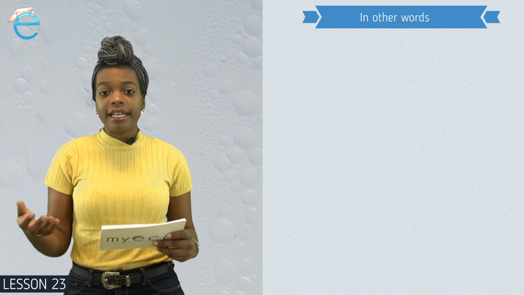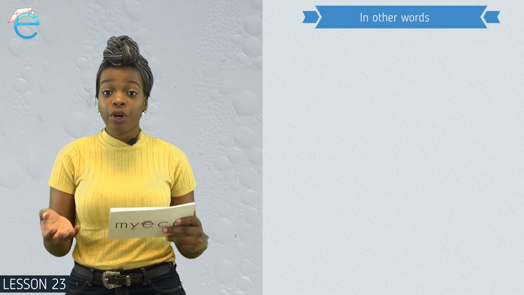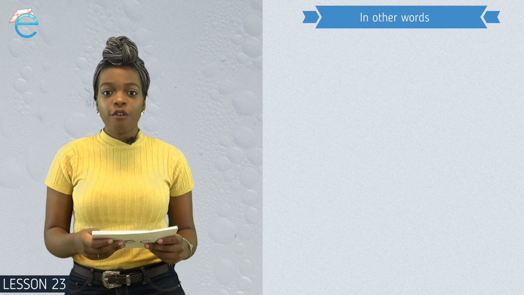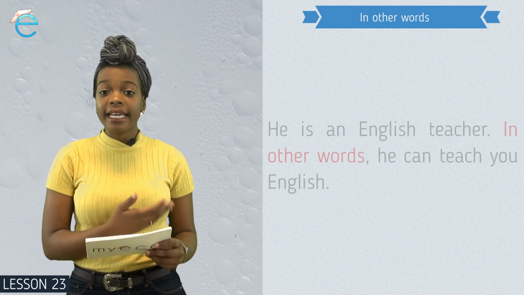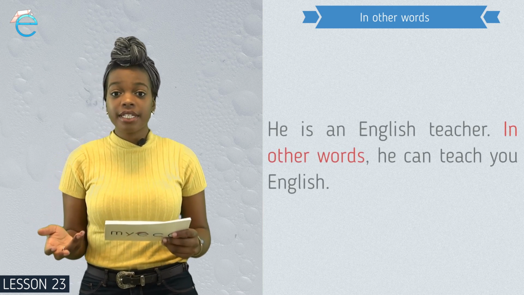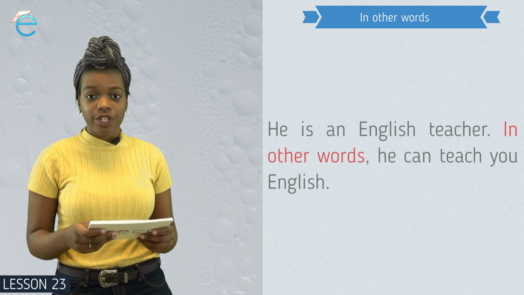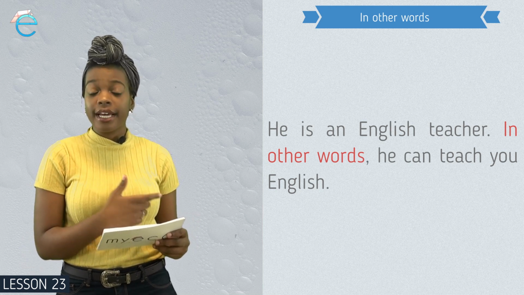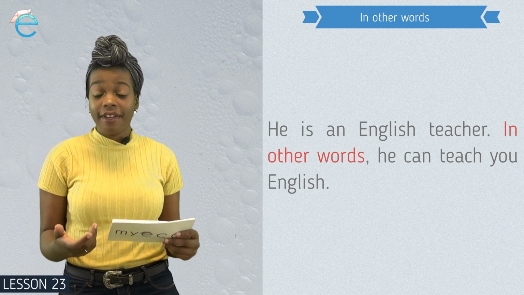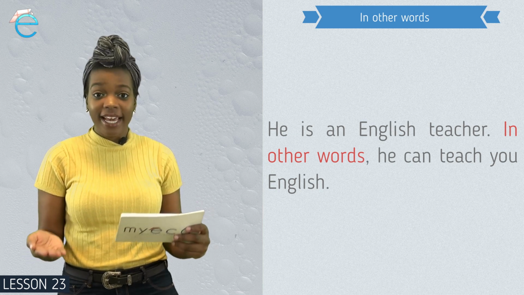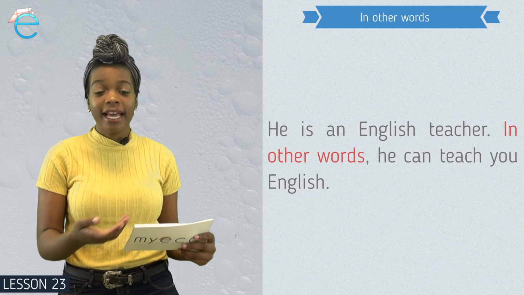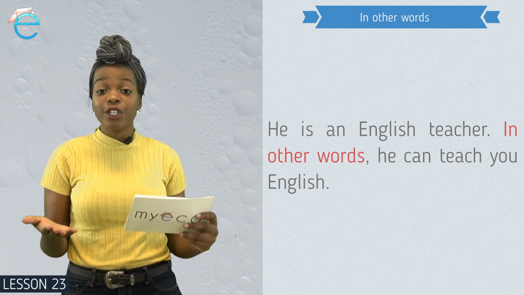In other words, means that we say something in a different way to make it clearer, simpler, or more understandable. For example, he is an English teacher. In other words, he can teach you English. So what we're doing here is, he is an English teacher. That sentence means that if he is an English teacher, he can teach English. And to make it more simplified, we say, in other words, he can teach you English.